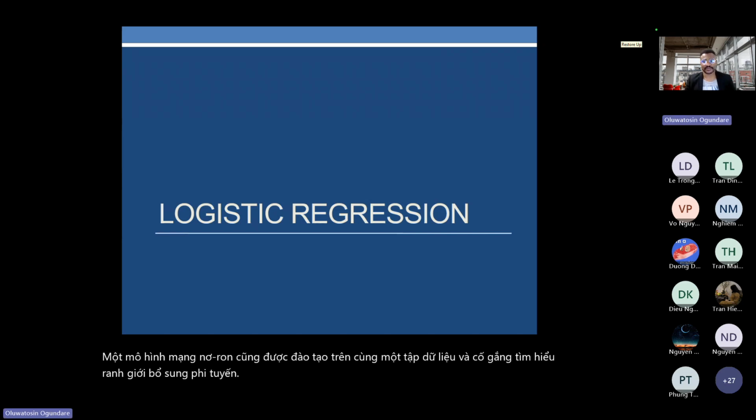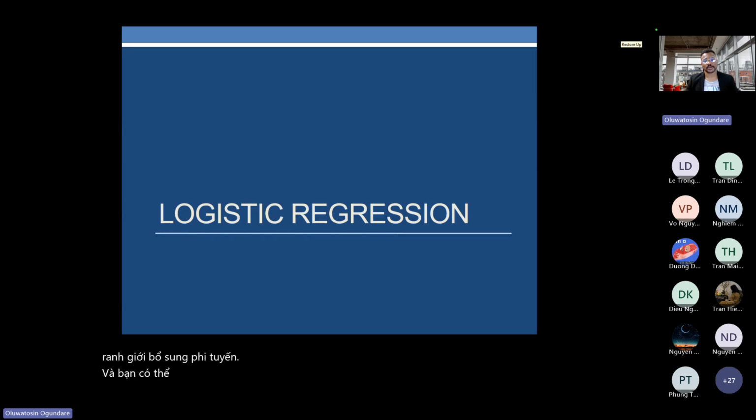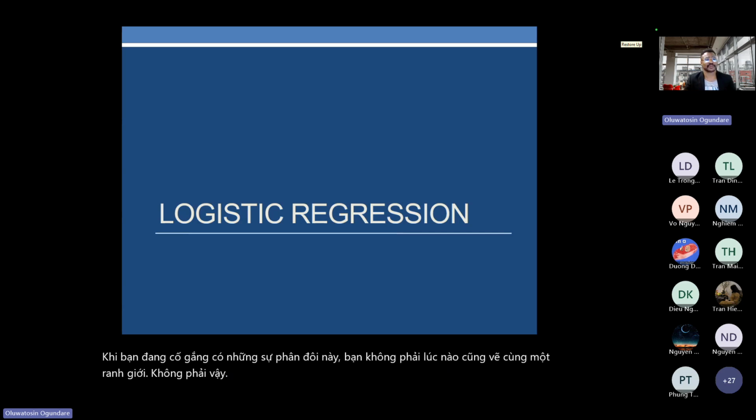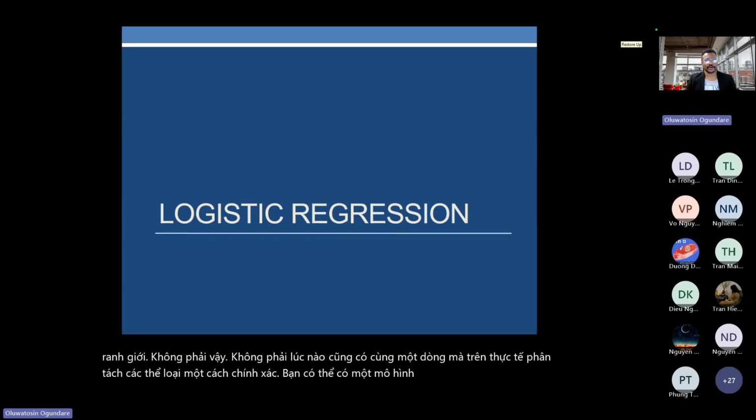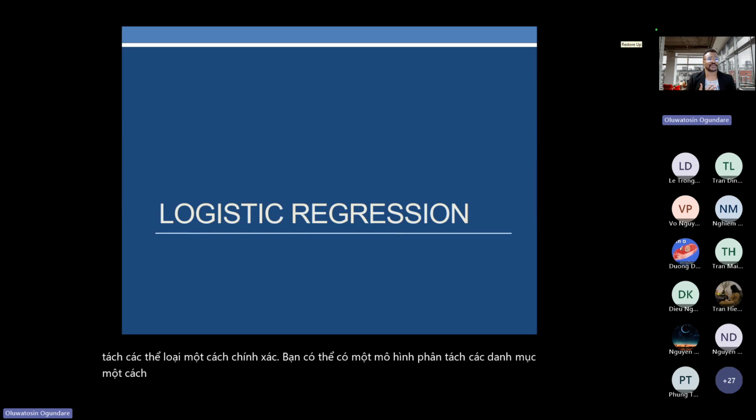And you can see how the SVM performs with respect to the neural net model. It makes sense that the neural net model performs differently sometimes, because when you're trying to have these dichotomies, you don't always draw the same line. It's not always the same line that separates the categories correctly. You could have a model that separates the categories correctly, but it might be closer to one than the other, right? So the SVM model guarantees that you have the model that maximizes the margin.